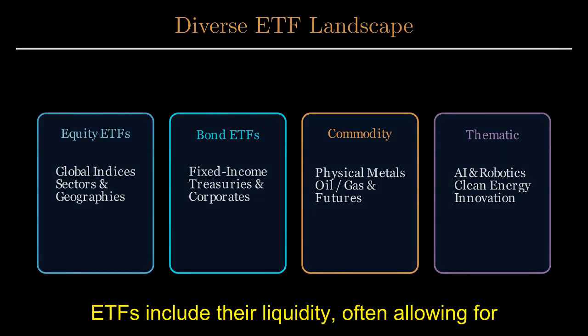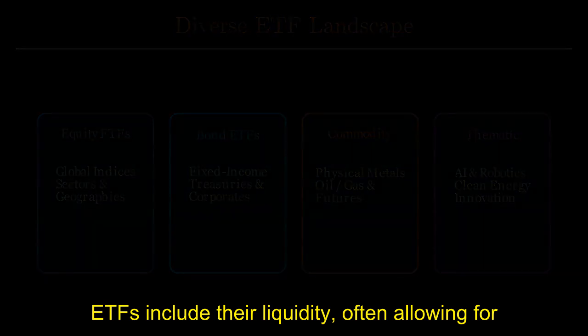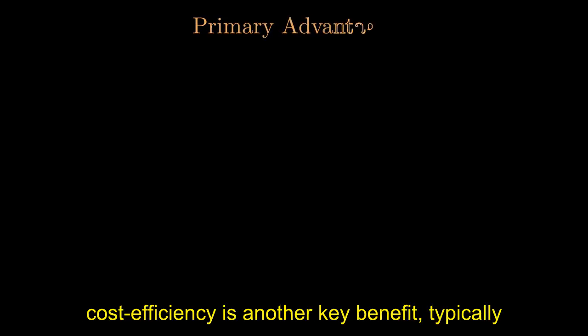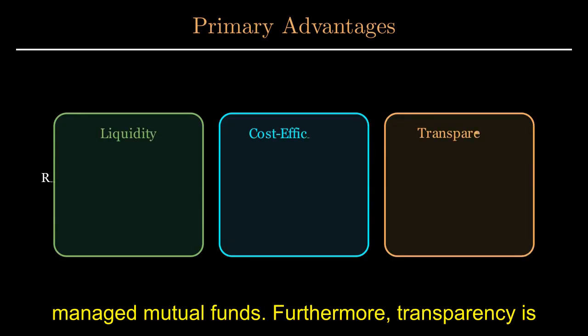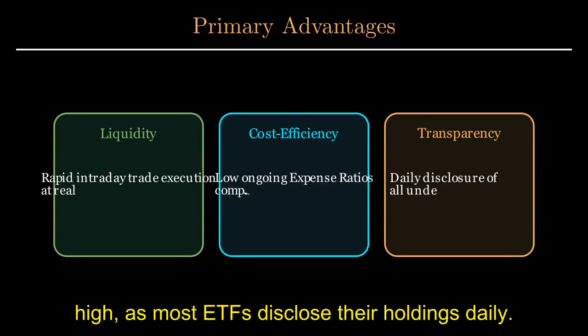Significant advantages of ETFs include their liquidity, often allowing for rapid execution of trades at known prices. Their cost efficiency is another key benefit, typically featuring lower expense ratios compared to actively managed mutual funds. Furthermore, transparency is high, as most ETFs disclose their holdings daily.